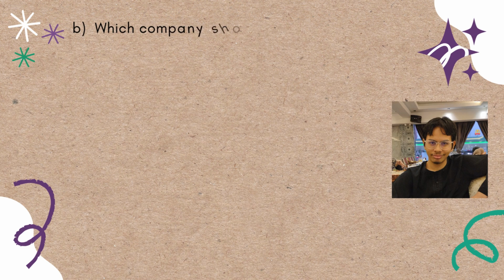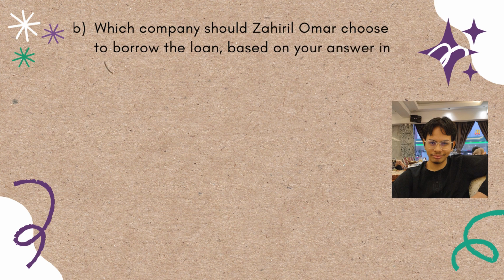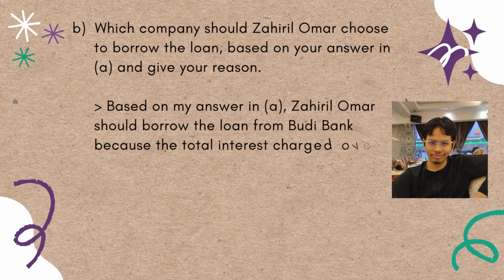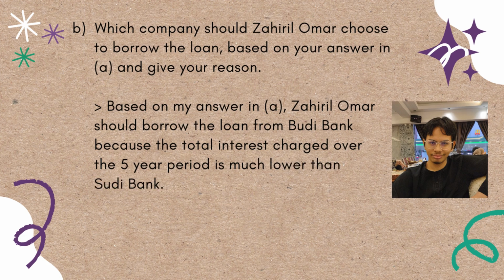Now let's proceed with question B. Question B asks which company Zaharil Omar should choose to borrow the loan from, based on your answer in A, and give your reason. So based on my answer in A, I personally think that Zaharil Omar should borrow the loan from Budi Bank because the total interest charge over the 5-year loan is much lower than Sudi Bank. For the question C explanation, I will pass it to my friend Muhammad Sufyan. Thank you very much.